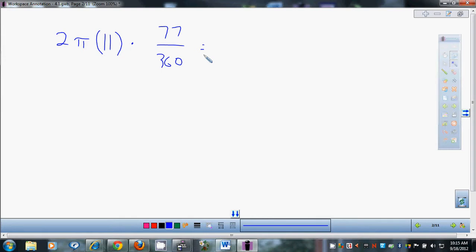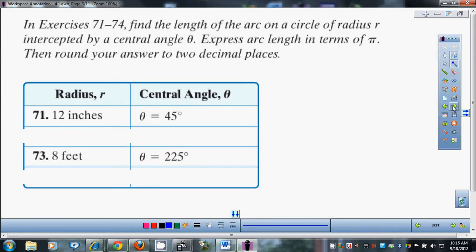Well, this leads into 4.1. The first thing you have today simply asks you, notice I took these from the end of the section, to find an arc length given the radius and the angle. And that's exactly what we just did. Plug the radius into your circumference formula, plug in the angle. Now if you fully read the directions, it says, express the length in terms of pi, then round your decimal to 2 places. Well, same thing. You'll still get the same thing.